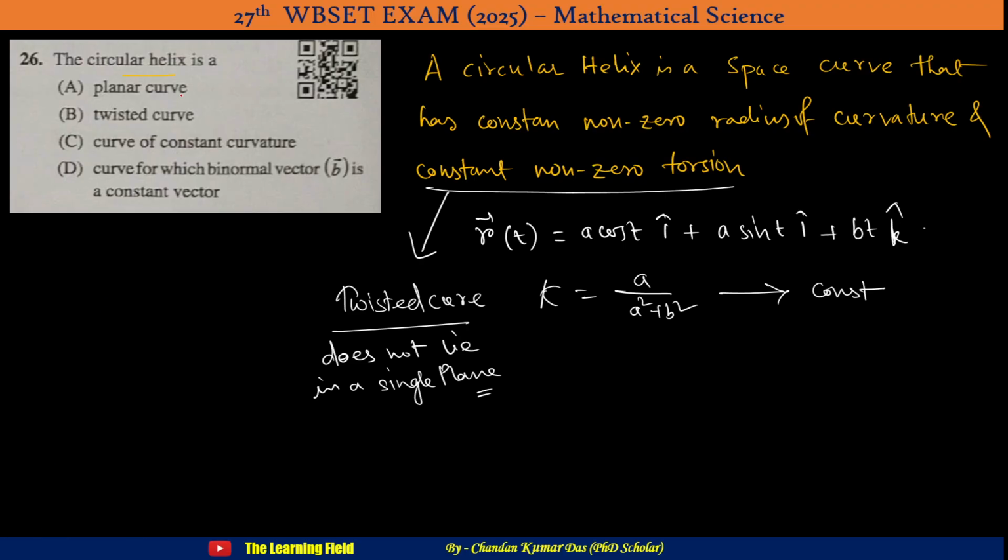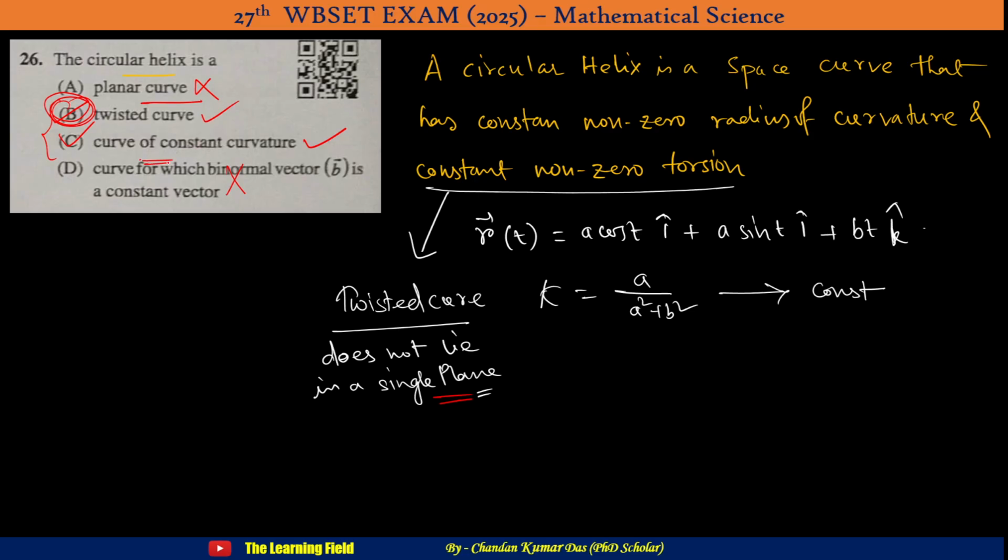Fine. First answer is planar curve. No, because this does not lie in a single plane. Twisted curve. Yes, this is answer. Curve of constant curvature. This is also correct. But the D option is not related to this question. So the option most probably B and C, but I checked the answer, only B is given. I don't know whether this is any other case or not.